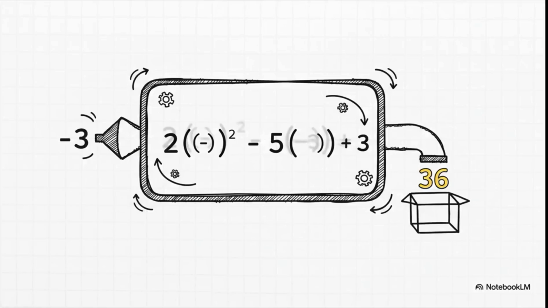Let's actually do it. To find f of negative 3, we swap every x for a negative 3. So 2x squared becomes 2 times negative 3 squared. Well, negative 3 squared is 9, times 2 is 18. Then, negative 5x becomes negative 5 times negative 3. That's a positive 15. Tack on the plus 3 at the end, and you get 36. See, one input, negative 3, gives us one predictable output, 36. It works. Awesome.